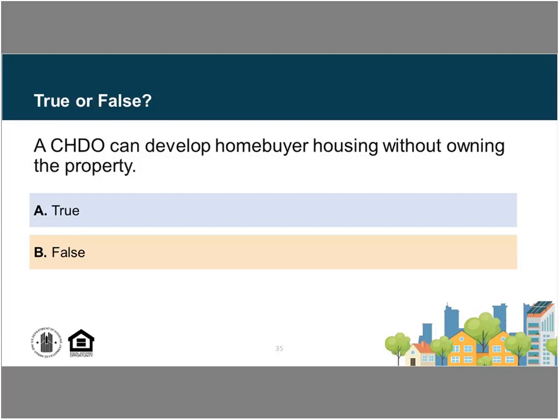Medora, do you think we can try another one? This one is: a CHDO can develop homebuyer housing without owning a property. Is it true or false? This should only take a few seconds. There we go. It should be up. True or false, be sure to hit the submit button in the lower right.